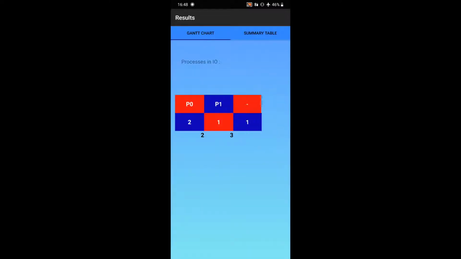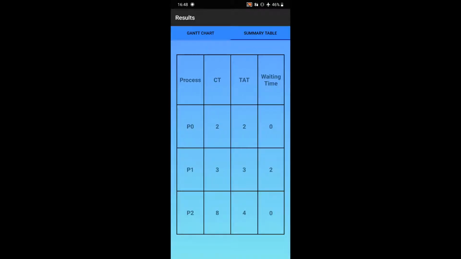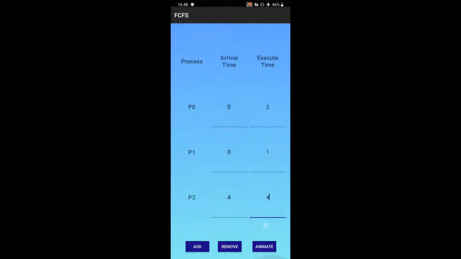The amount of time it takes to animate depends on the number of its burst time, and between the slots 3 and 4, since there was no process, it was given a dash. It is represented by a dash. Here is the summary table.